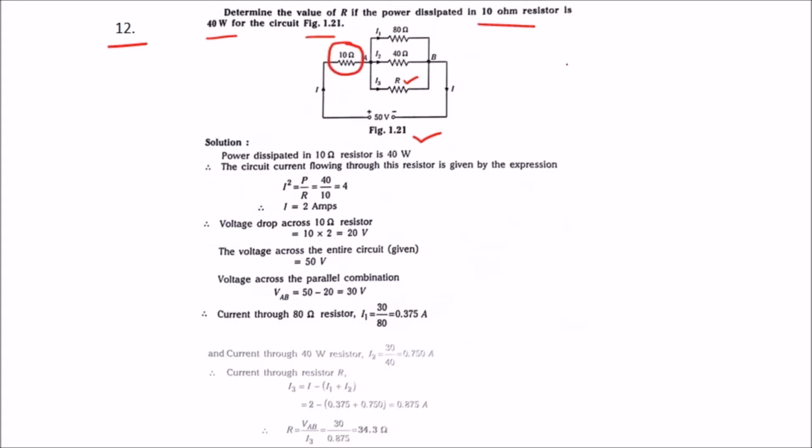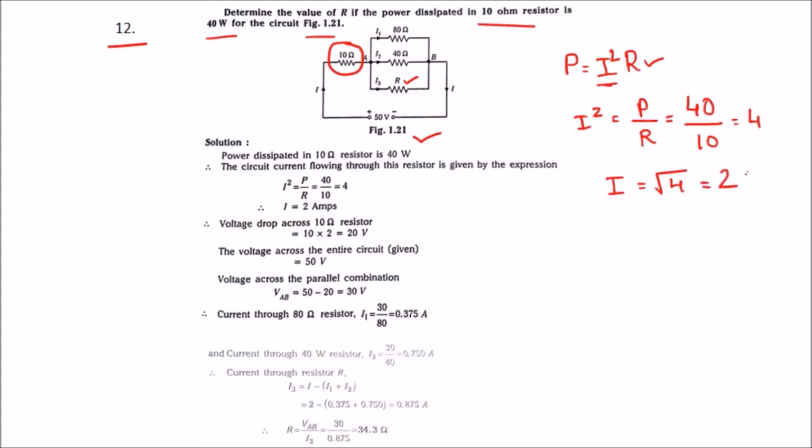So we know the formula of power, P is equal to I square R. Using this we can calculate the value of I as we know R. So I square is equal to P by R. They have given power that is 40 and we know the R value that is 10. We will get 4. So by taking the square root, the I value will become 2 amp. So we got the current, that is 2 amp.